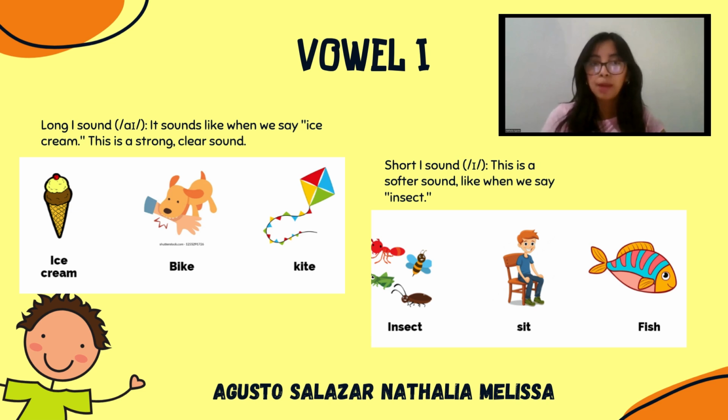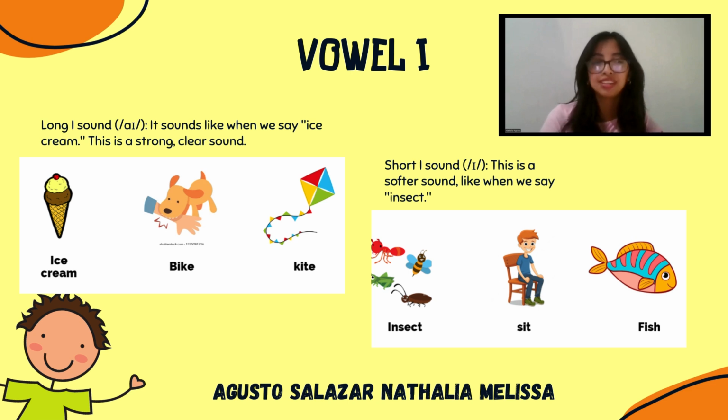So let's talk about two important ways to pronounce the letter I. There is the long I sound. It sounds like when we say ice cream. This is a strong and clear sound. And the other, the short I sound. This is a softer sound, like when we say insect. Insect.